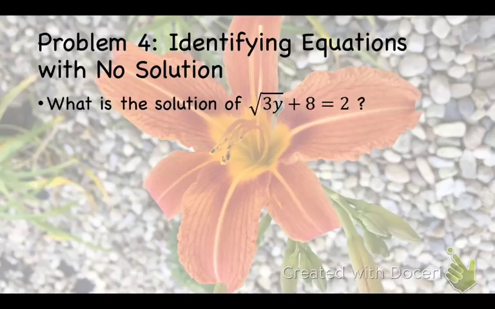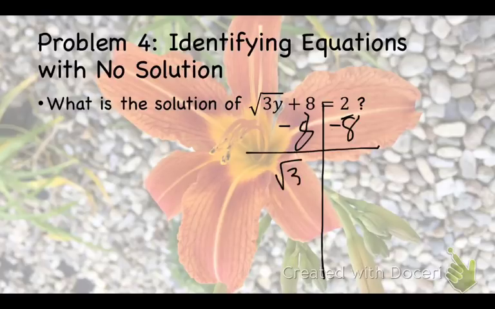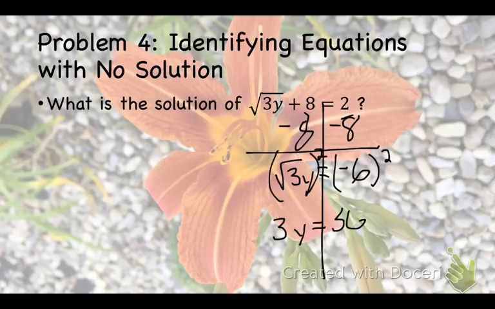Alright, so taking a look here at this problem. If we take this problem and start just like we started at the beginning, isolating the radical, subtract 8. Square root of 3y, and 2 minus 8 is negative 6. At this point, I can square both sides and get 3y equals 36. Divide by 3 and y equals 12.